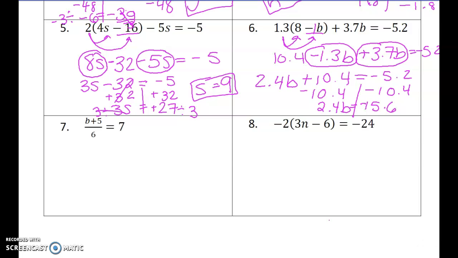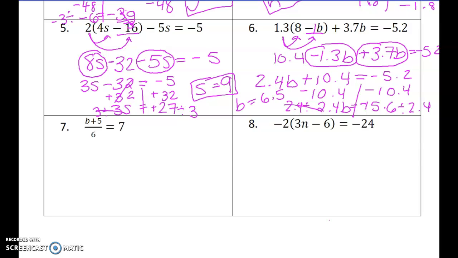Alright, now to get rid of this 2.4, I'm going to do the opposite of multiplying. So I'm going to divide by 2.4 on both sides. So now I'm going to divide, so 15.6 divided by 2.4. That'll give me b equals 6.5.